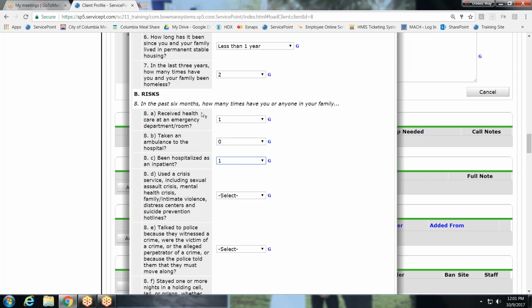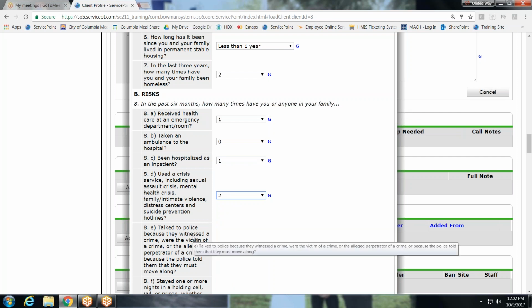In the past 6 months, how many times have you or anyone in your family used a crisis service, including sexual assault crisis, mental health crisis, family intimate violence distress centers, and suicide prevention hotlines? Twice. In the past 6 months, how many times have you or anyone in your family talked to police because you witnessed a crime, were the victim of a crime, or the alleged perpetrator of a crime, or because the police told you must move along? Once.